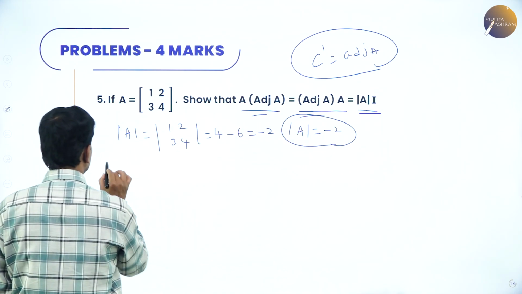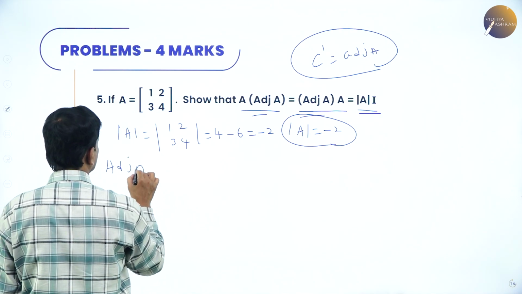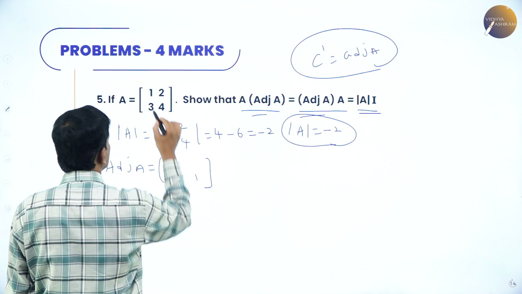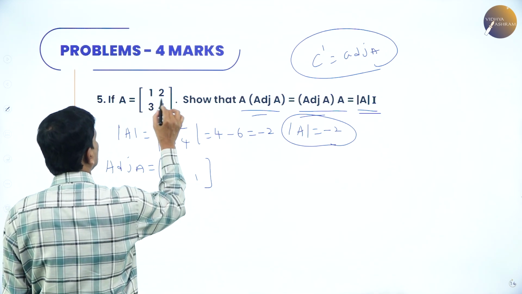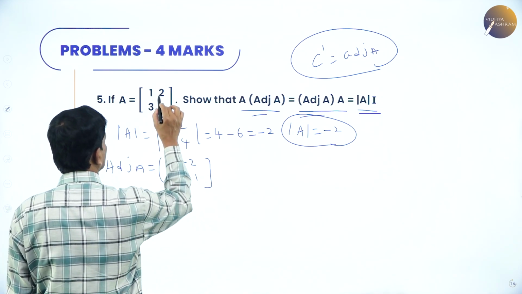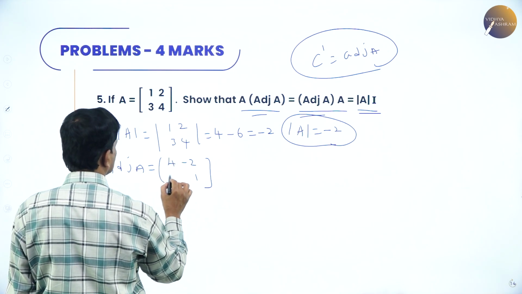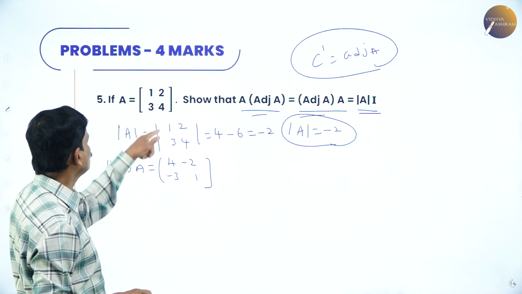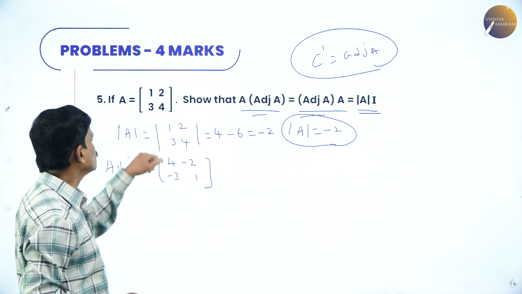Now, find out the adjoint. You know, adjoint for a 2 by 2 matrix can be easily written by interchanging the diagonal elements, 1 and 4 can be written as 4 and 1, and changing the signs of the secondary diagonal elements. Plus 2 becomes minus 2 and plus 3 becomes minus 3. That's all. This is the adjoint: 4 and 1 on the diagonal, minus 2 and minus 3.